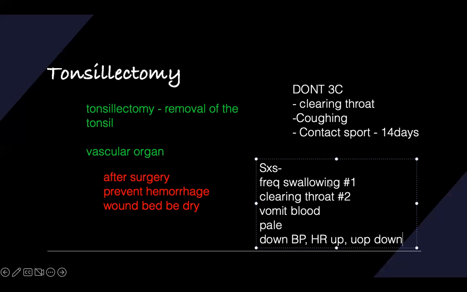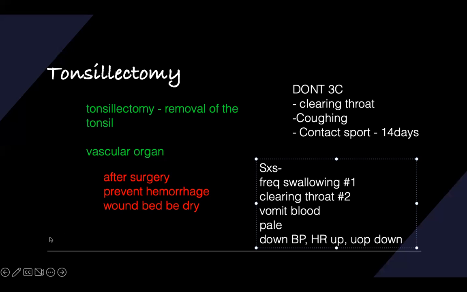So you tell them, don't do the 3 Cs to prevent hemorrhage. But if they're hemorrhaging, you should be looking for those 3 Cs. You see how you can use the same thing: risk factor and teaching, and then intervention and signs and symptoms. Like I told you, they are interconnected. This is your precaution: clearing of throat, coughing, and contact sports. Therefore, if they come in and they're clearing their throat and coughing, I know that they're bleeding.